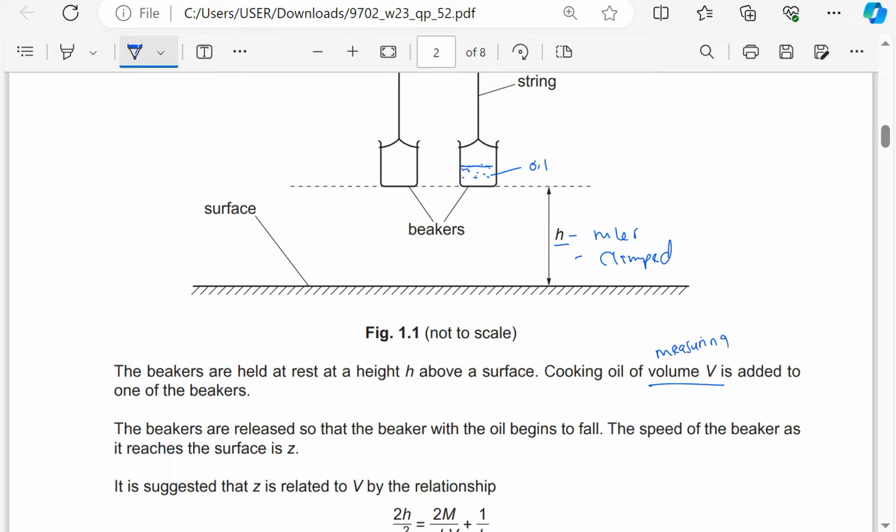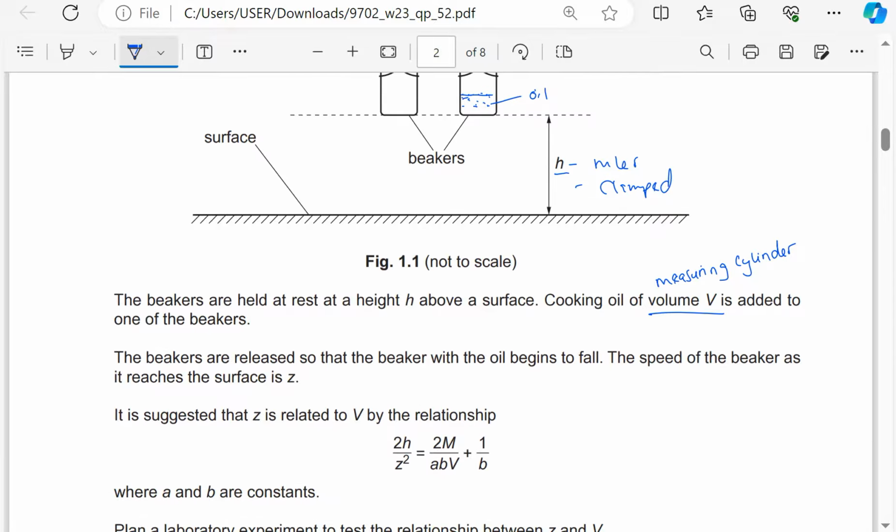So here you are planning, you are trying to think about how your experiment is going to be done. So you need the measuring cylinder to measure this volume. Is added to one of the beakers. So one of the beakers, we have added the volume V of oil. The beakers are raised so that the beaker with the oil begins to fall. The speed of the beaker as it reaches the surface is z.